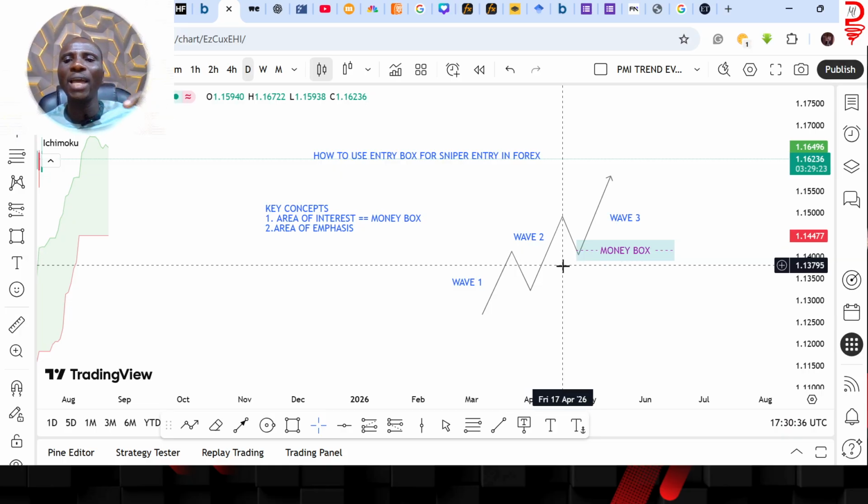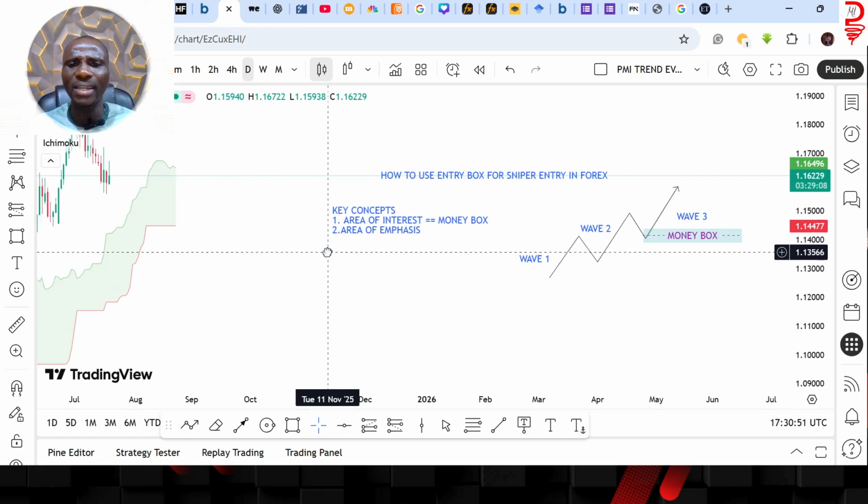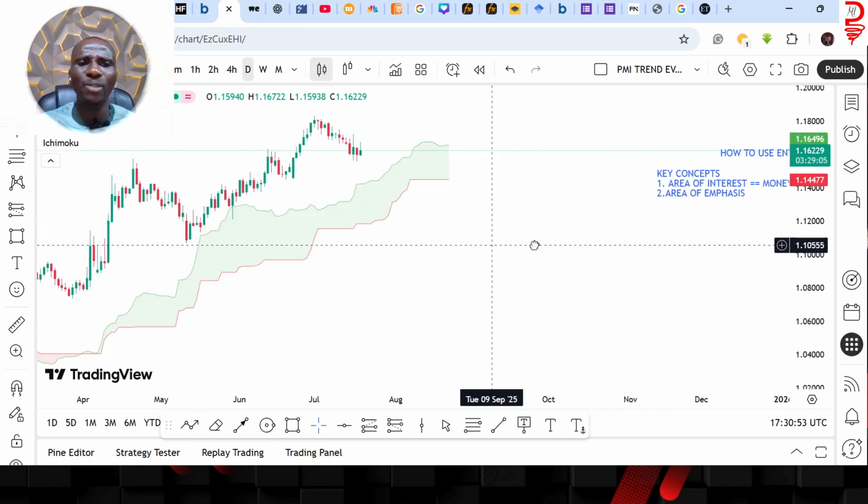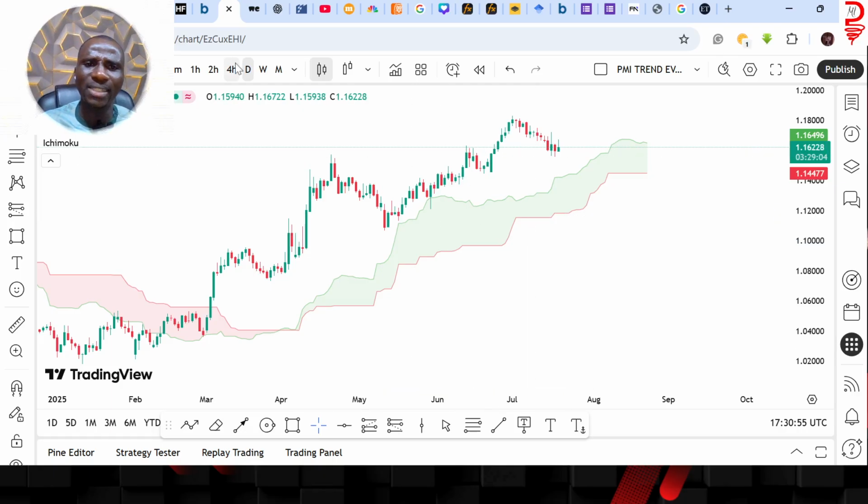When you are able to identify the money box and the area of emphasis, that is when you can begin to position for your entry box. Your entry box is where you will enter. Now, let me skip this theoretical explanation so that somebody can relate.